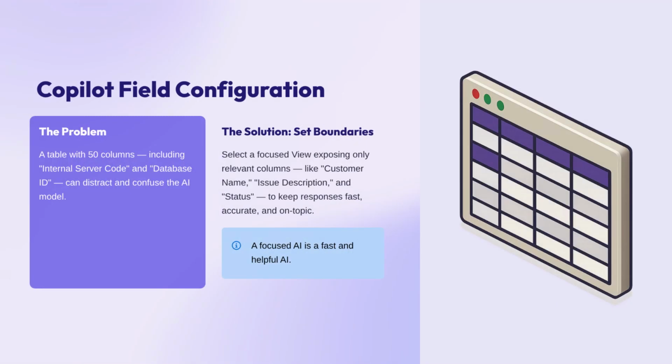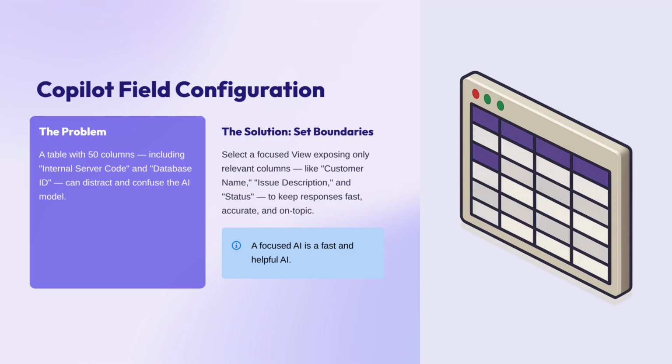Now we need to talk about Copilot field configuration. The formal definition says this is the selective process of choosing which columns and views from the data source are exposed to the AI model to optimize response accuracy and ensure the conversational context remains relevant to the user's task. In simple everyday English, it's telling the AI what's important.